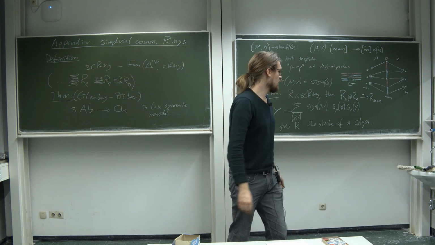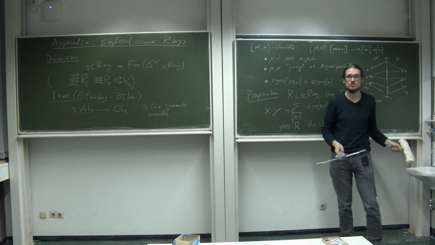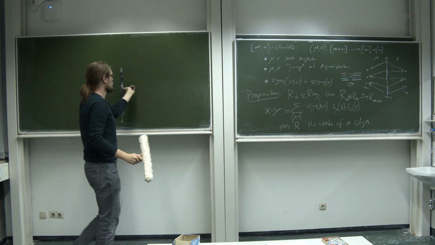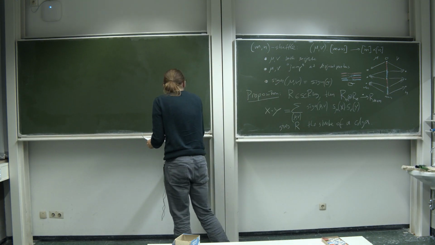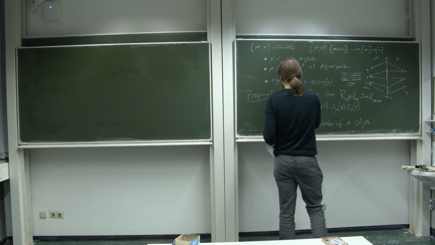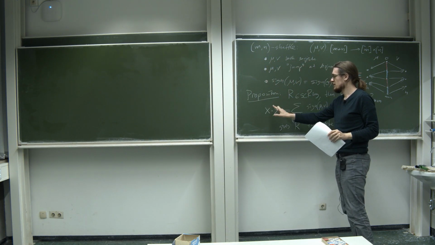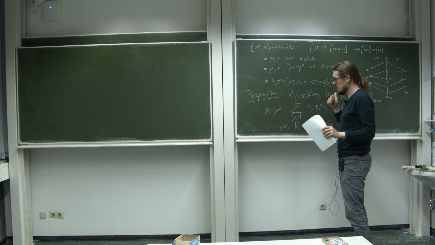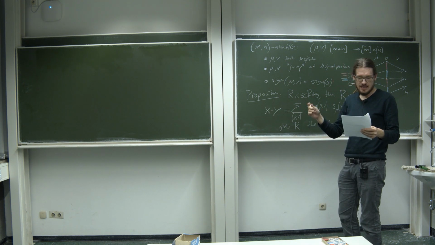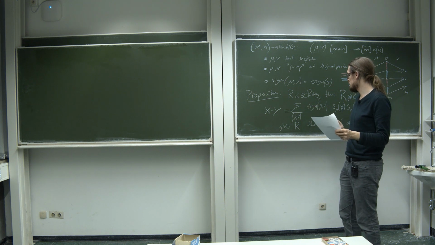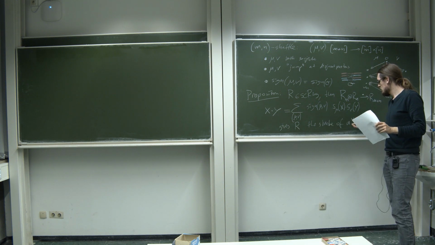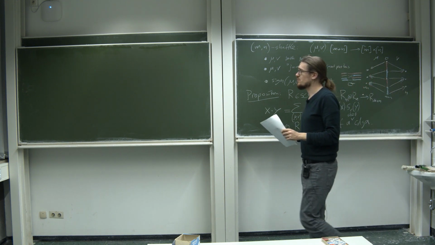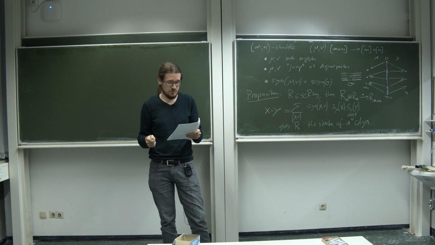So let me clean the board and then let's try and see how to prove this. So what do we need to prove? Well, we need to show that this multiplication here is associative, commutative, and that we have this derivation property. And we will in fact see a little bit more. We will see that this gives us a strict CDGA, so we will also show that odd elements square to 0.